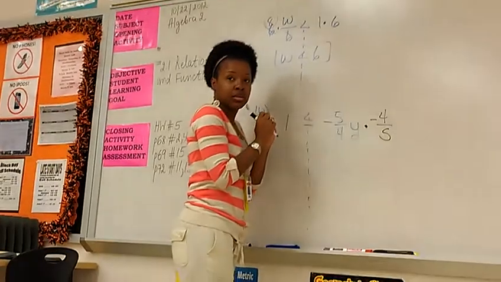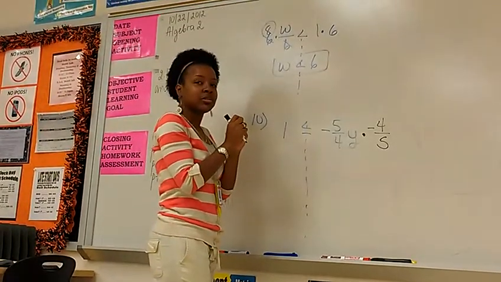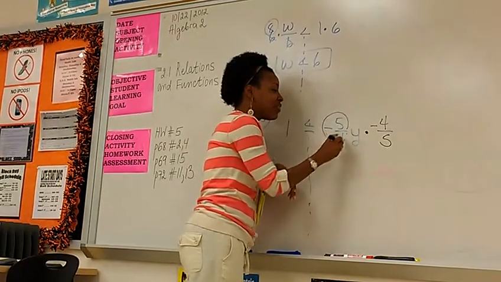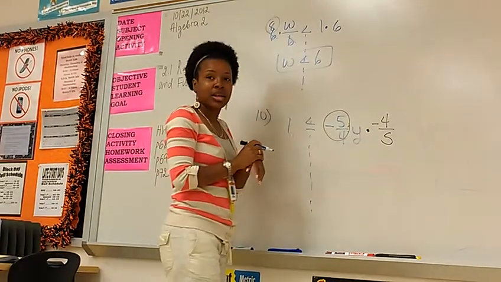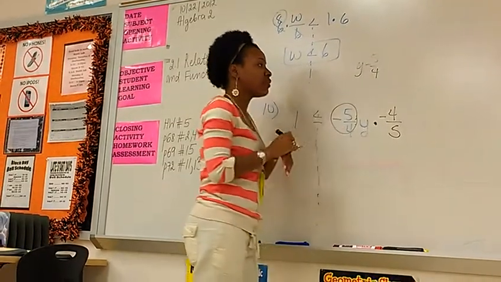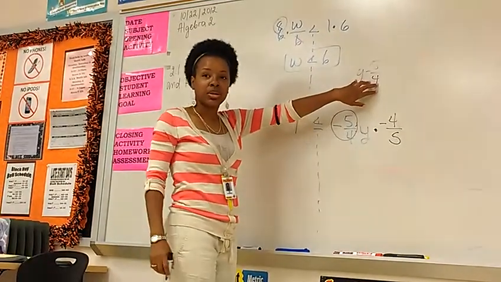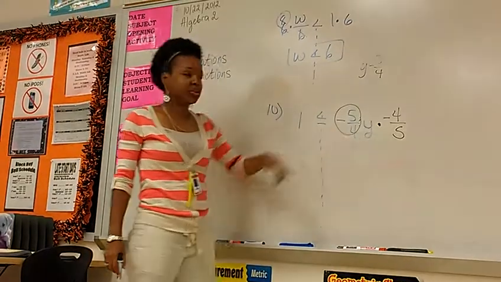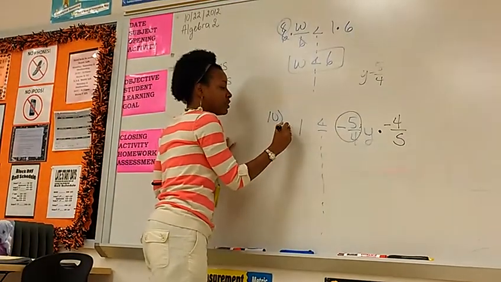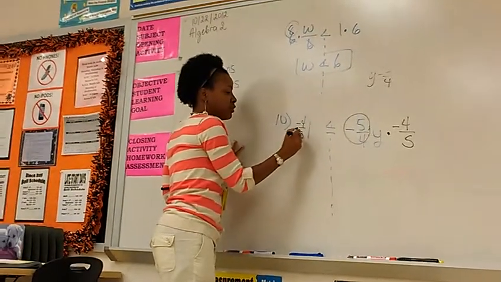You need to add 5/4. This is multiplication. Negative 5/4 times y. If it said 5/4 y minus 5/4, this is a subtraction problem. This is not. This is multiplication. Okay? So you multiply this side by negative 4/5. Multiply this side by negative 4/5.